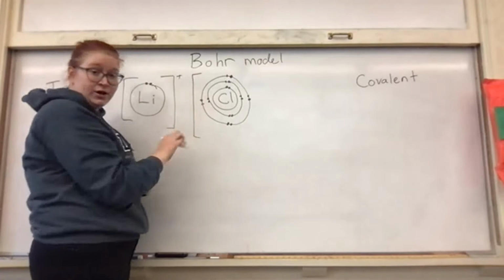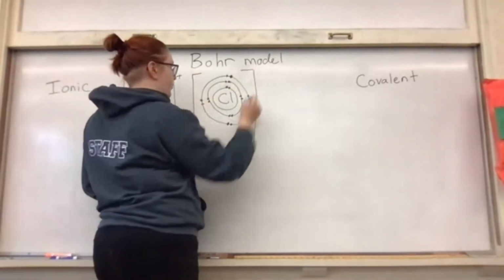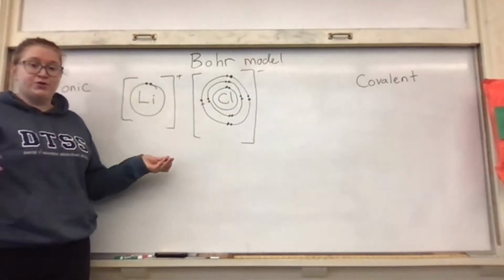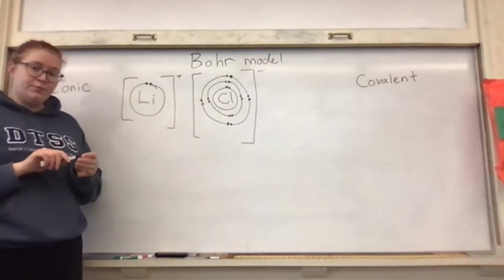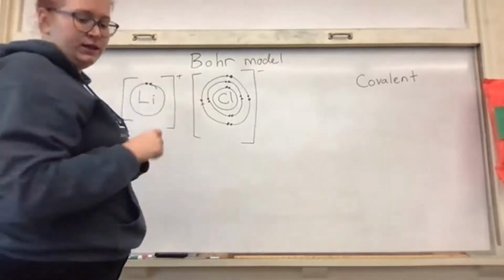Chlorine is also an ion because it's gained this 1 electron. And we do a minus. There you go. You have drawn a Bohr model of an ionic compound. I'm going to show you one that's a little bit more complicated.